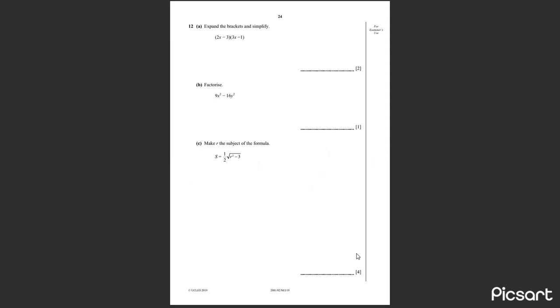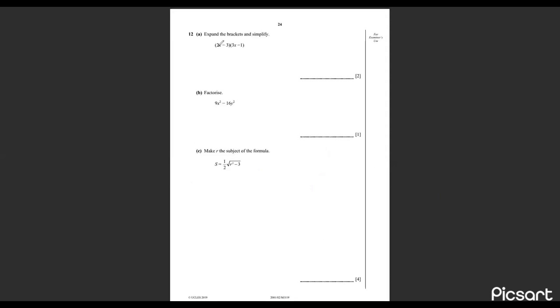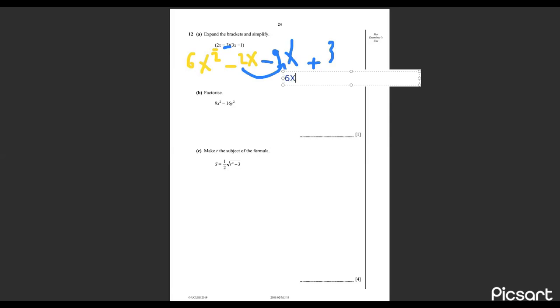Question number 12, we need to expand. Very easy question. Clearly we have to take the 2x first. So here we have 6x squared and 2x multiplied by -1, which is minus 2x. Then next step, we take the -3, so it would be -9x and plus 3. Here we have to merge these like terms. So the final answer will be 6x squared minus 11x, which is -2 and -9, and plus 3 as it is.